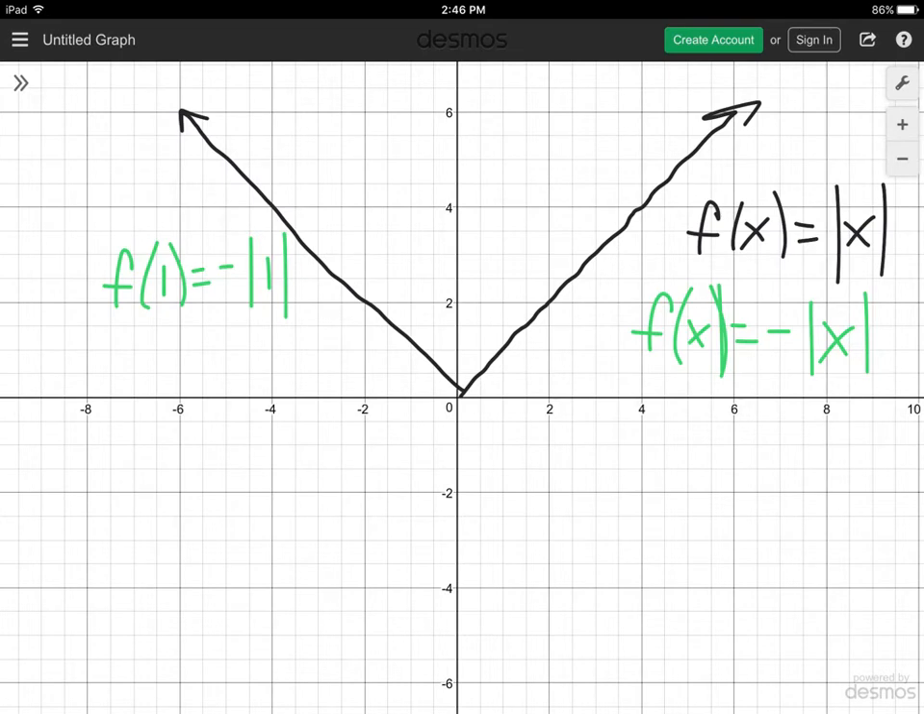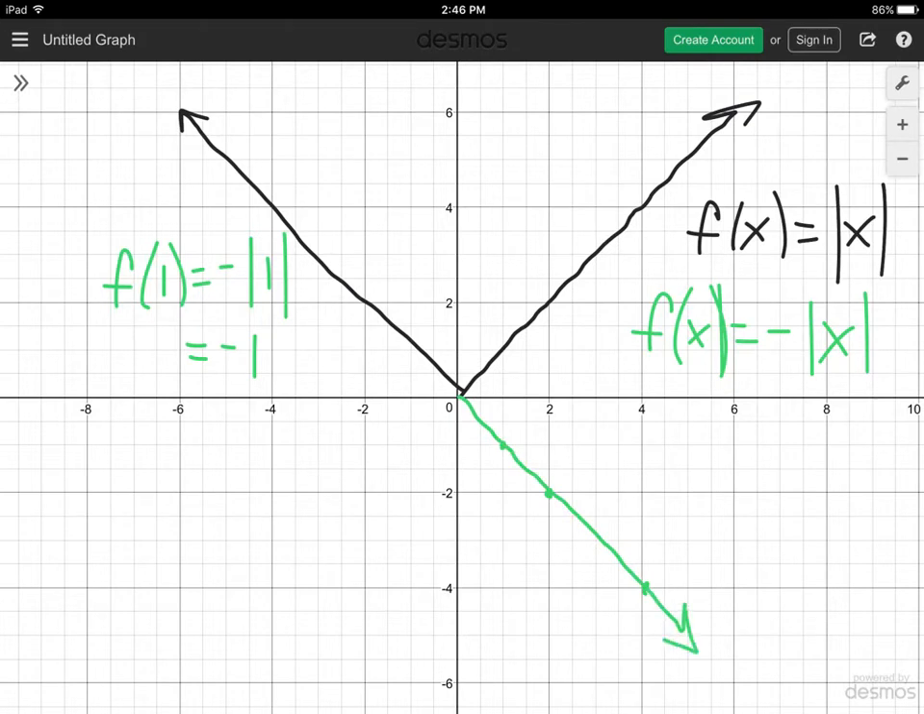So now let's take a look at what happens when A is negative. If we plug in 1, the absolute value of positive 1 is 1, but since the negative is on the outside of the absolute value, the output becomes negative. So we plug in 1, and now the output is negative. As we plug in more positive values, the absolute value becomes positive, and the negative on the outside makes the output negative now.